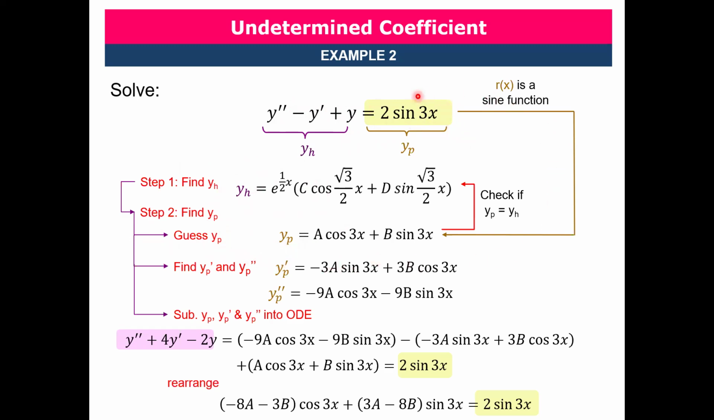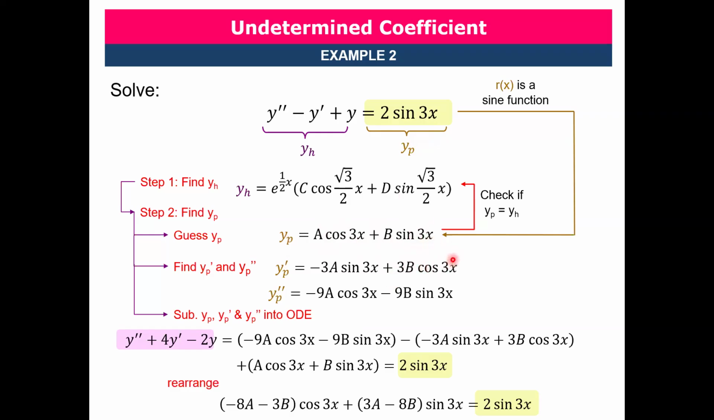Guessing based on the type of function in r(x). This is a sine function. Remember, if we have a sine function, then the assumption of YP is both sine and cosine. So the YP here is A cos 3x plus B sine 3x. Okay, both terms are included, cos and sine.